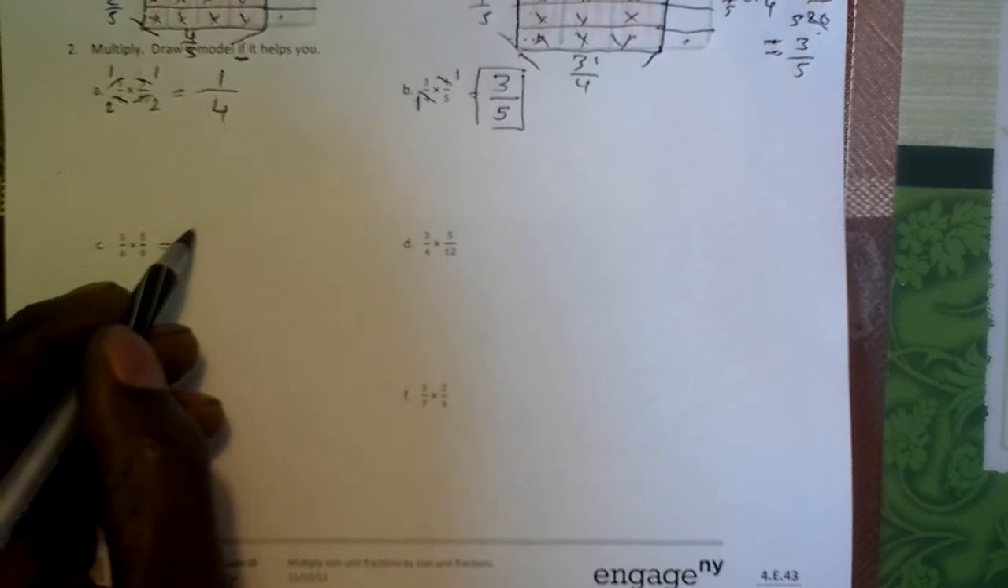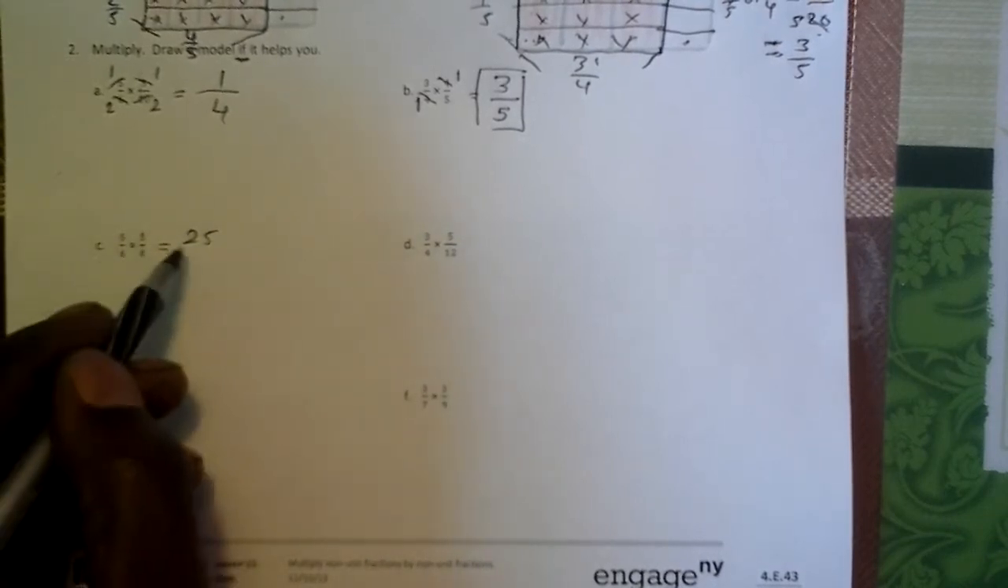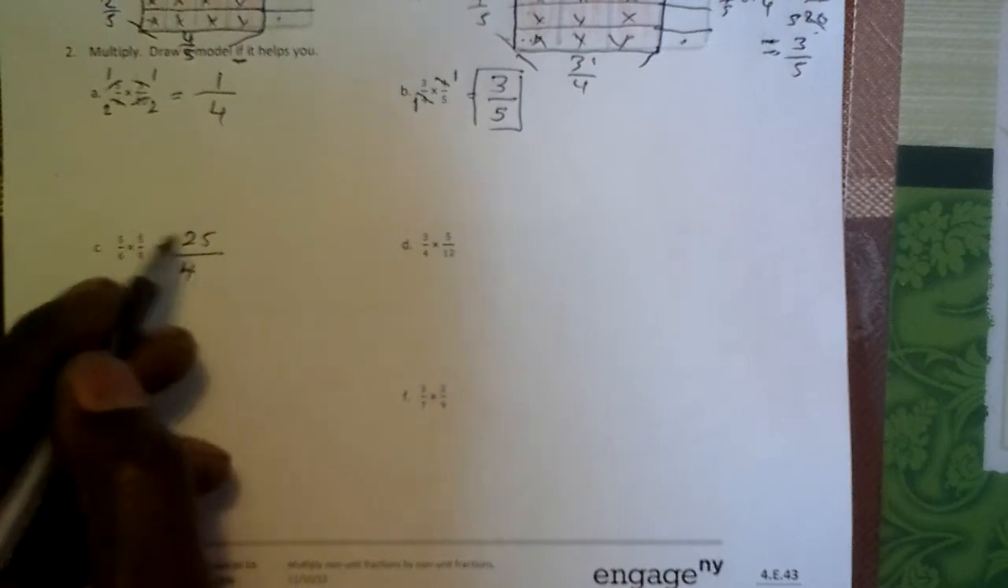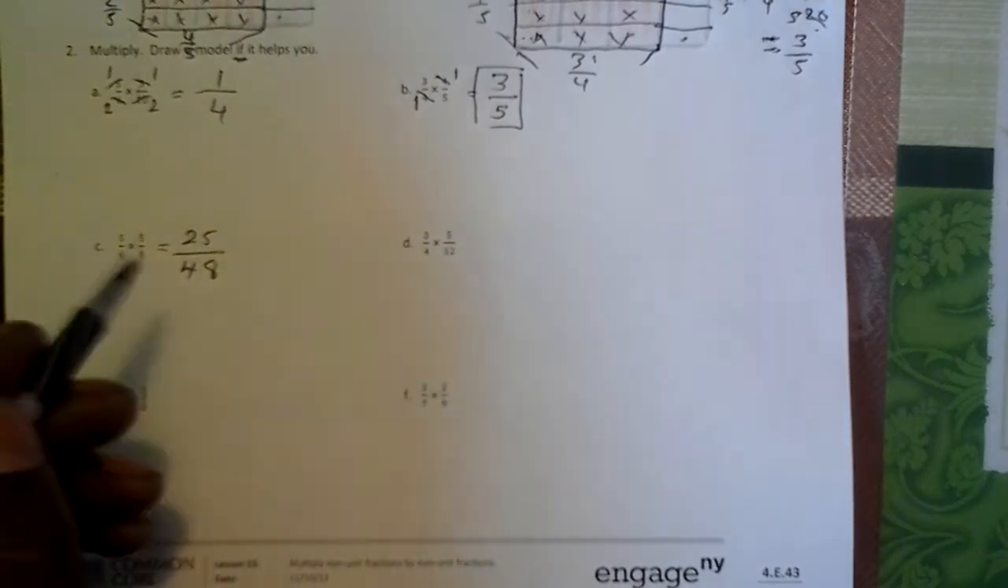So 5 times 5 is 25. 6 times 8 is what? 40. What? 42, is it? No, it's 48. Very good. So we have 25/48, okay? Okay, let's go on to the next one.